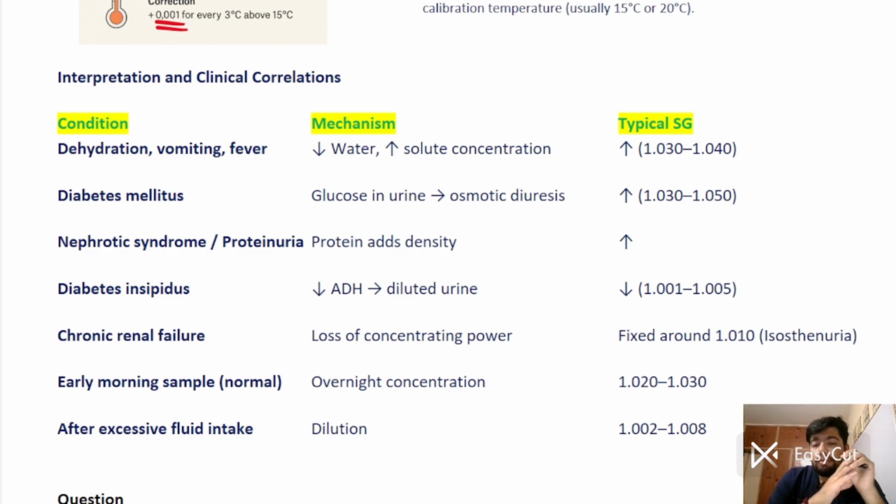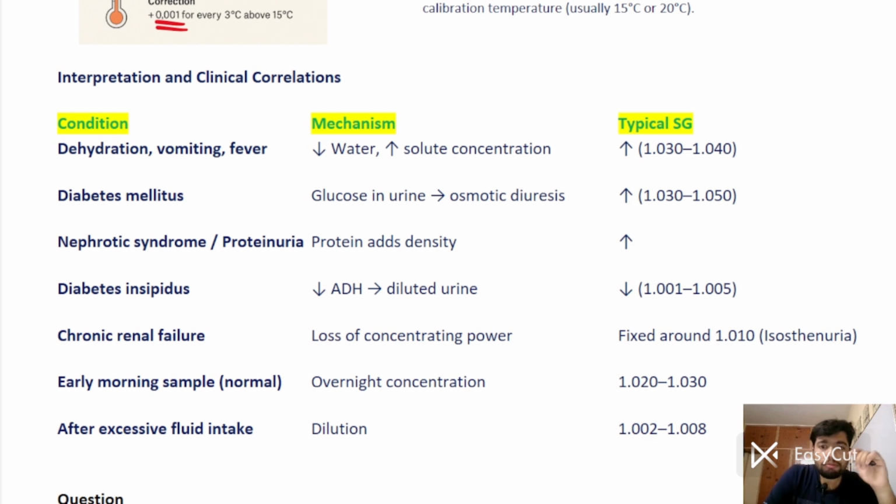In diabetes mellitus, there will be glucose in urine because of relative or absolute insulin deficiency. It will lead to osmotic diuresis, which I have already discussed in my previous part. Glucose will withdraw water due to its osmotic effect, so the specific gravity is also increased. In nephrotic syndrome, protein has its own density, so whenever protein is excreted in urine, your overall urine density is very high. That's why the specific gravity is increased.